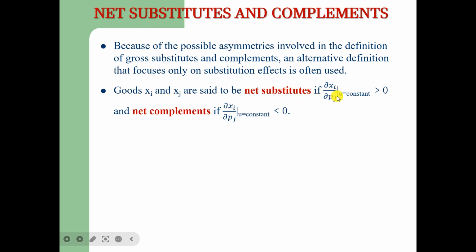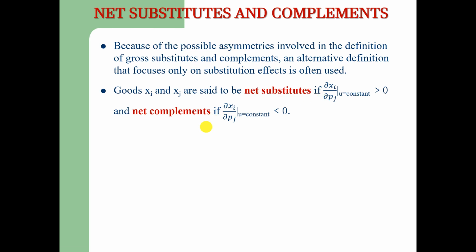to price of j, keeping utility level constant, that is along the compensated demand curve, is greater than 0. So if the change in the quantity of Xi due to a unit change in the price of good j is positive along the compensated demand curve, then i and j are said to be net substitutes. If partial of Xi with respect to price of j along the compensated demand curve is less than 0, then i and j, that is Xi and Xj, are termed as net complements.